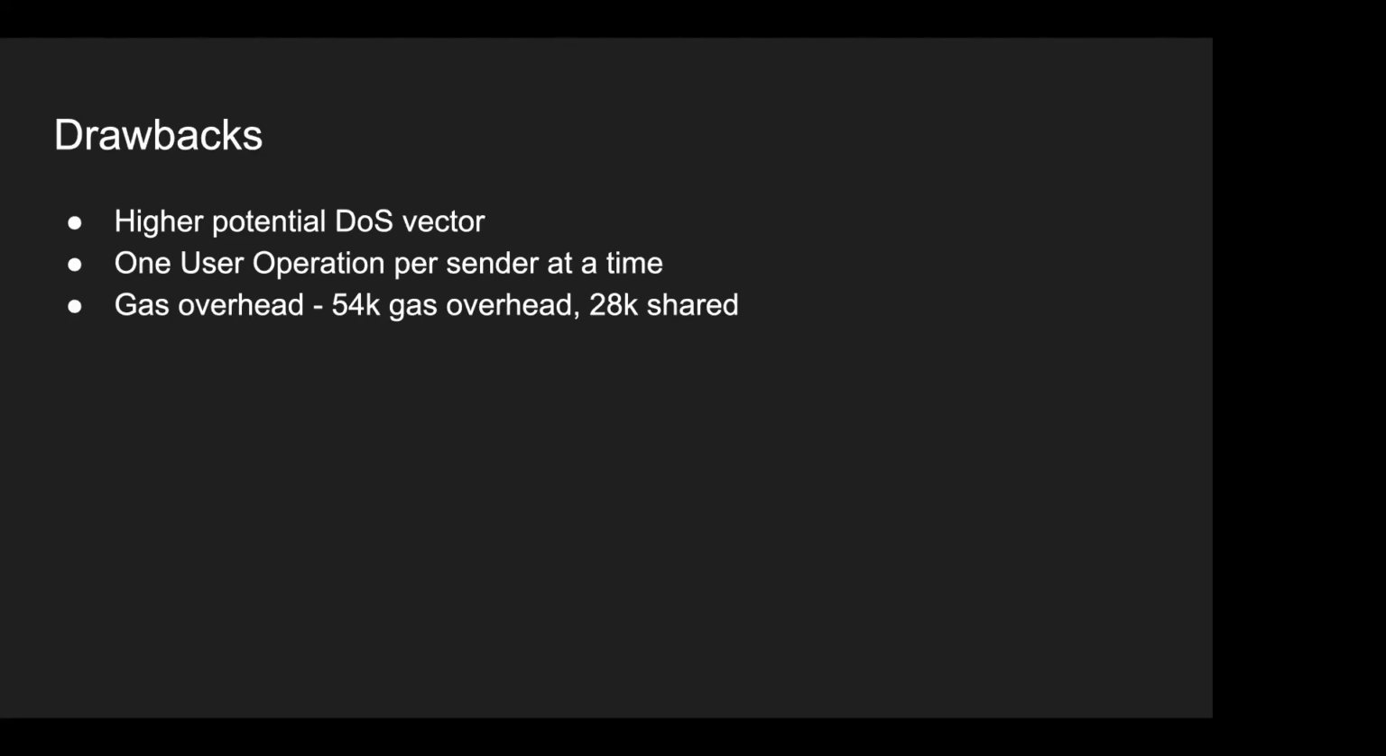And finally, there is a gas overhead. There is a total of 54,000 gas overhead for a user operation, as opposed to just sending what you'd like to do directly from an EOA. However, 28,000 of this is shared. So, for example, if a bundler was including 10 user operations, then this 28,000 shared gas that has to be paid would be split among all the 10 user operations.